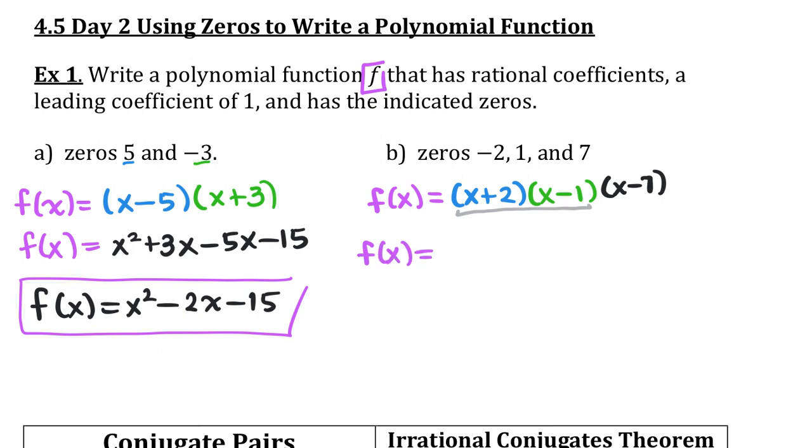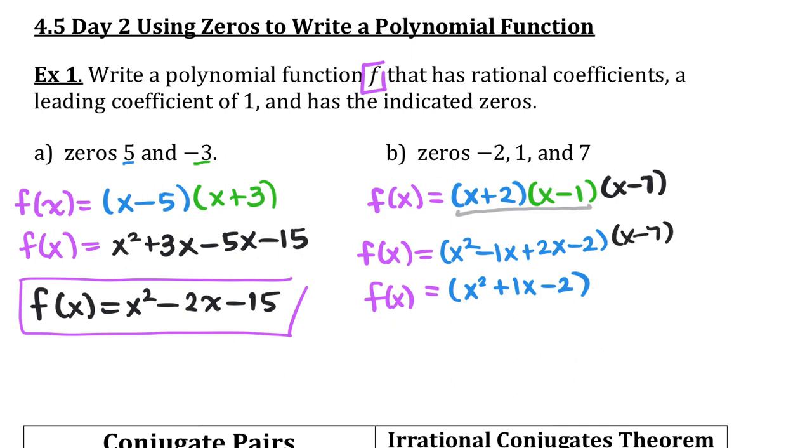Okay, let me do this. This is x squared minus 1x plus 2x minus 2. I'm going to go ahead and simplify it. X squared plus 1x minus 2. And then let me bring down all the rest of this stuff. Okay, and I'm still needing to times it by x minus 7.